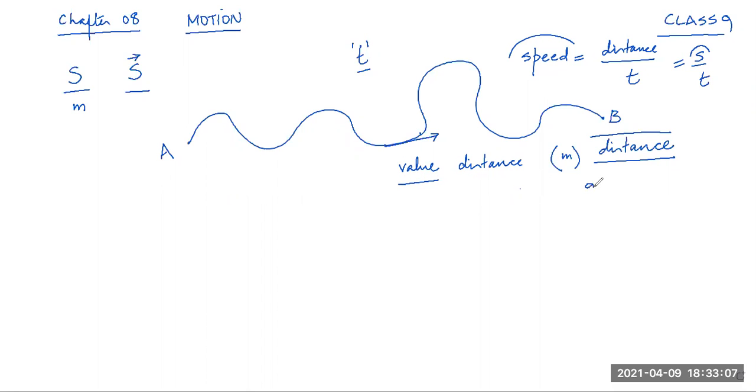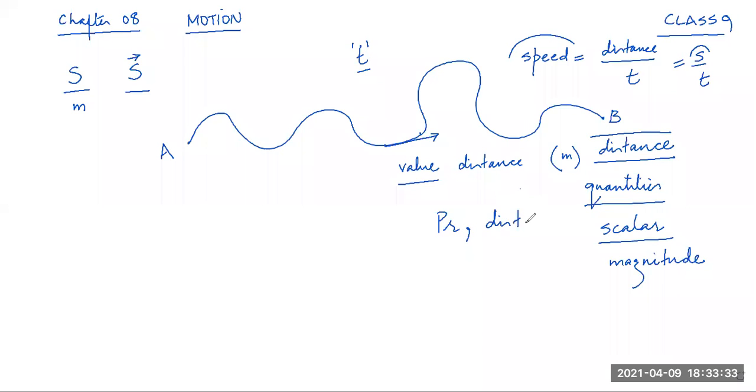Such quantities are known as scalar quantities. These scalar quantities have a value known as their magnitude. For example, pressure is scalar, distance, density of a substance, mass by volume. These are all scalar quantities. Speed is also a scalar quantity.